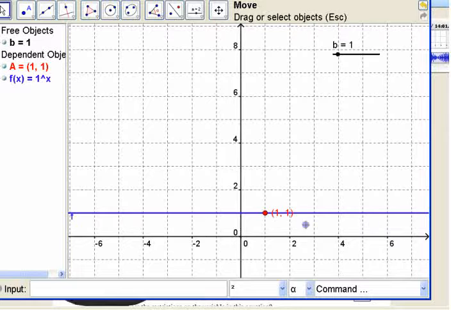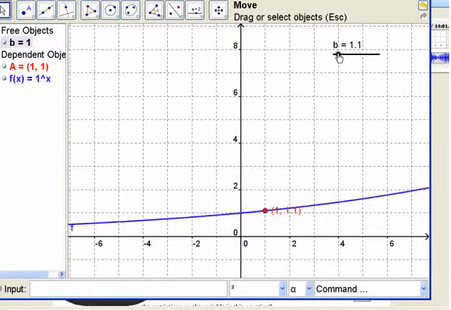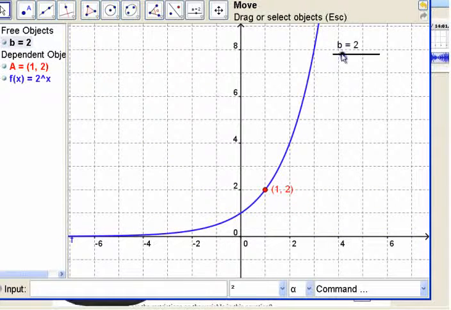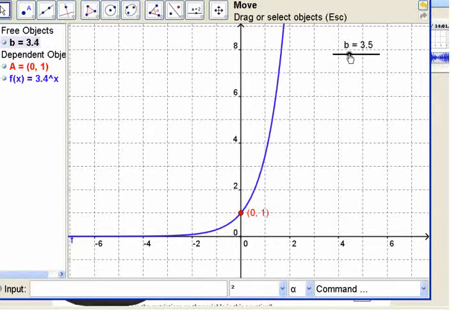If you made it a 1, it's a horizontal line. If it's bigger than 1, it goes up to the right. If it's smaller than 1, it goes down to the right. But what point is not changing on there ever? The y-intercept, right? That's always going to be that point, regardless of what the base is here.